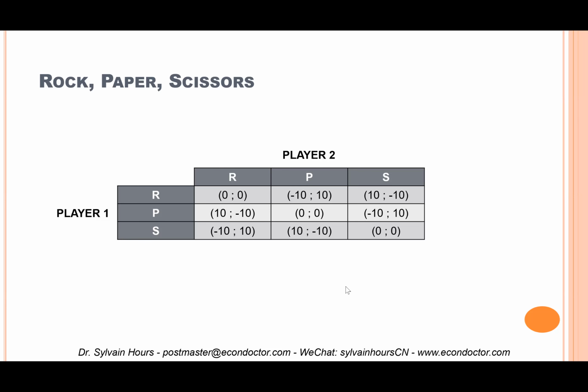Within each cell, the first number is the reward, or the payoff, that goes to player one, and the second number is the reward that goes to player two.